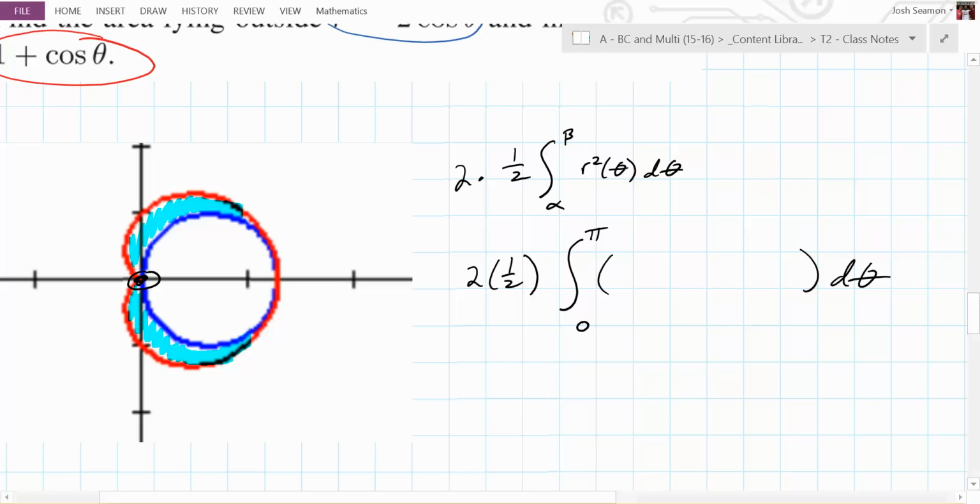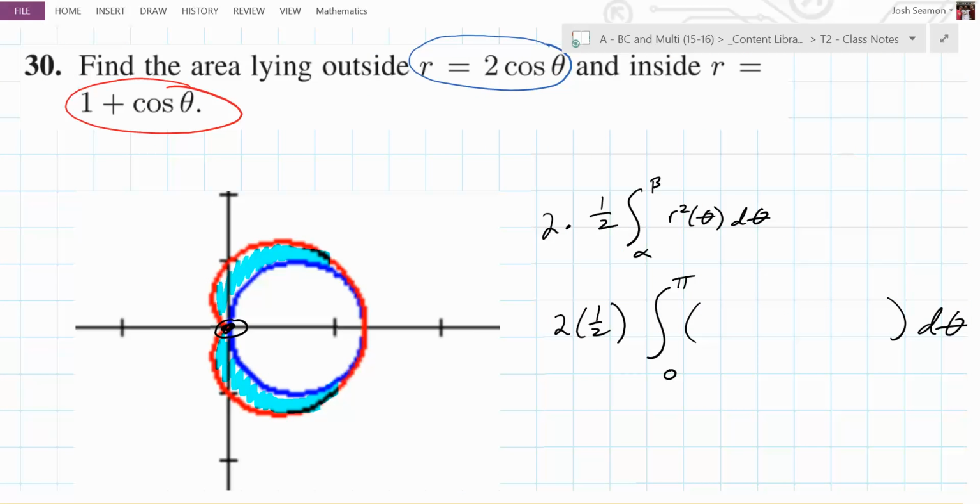So now the real question is, what's going to go in here? You have to be super careful about this. What's going to go inside the integral? That thing minus that thing. Can we be more specific? 2 cosine theta. So it's going to be what? 2 cosine theta. We have to do something to that, minus 1 plus. We have to square this thing, right?